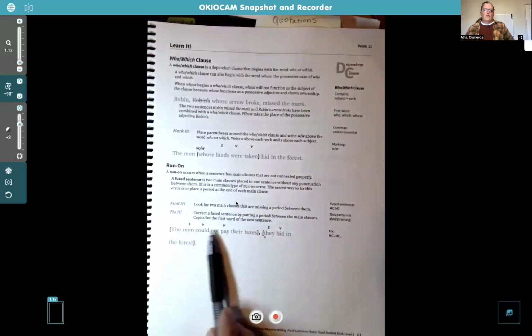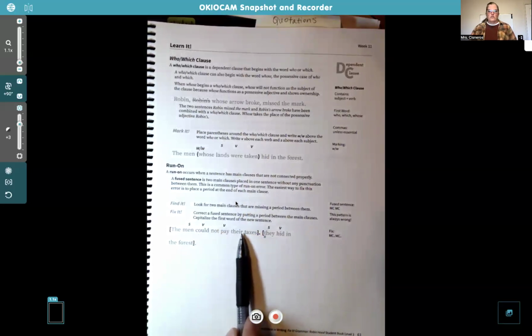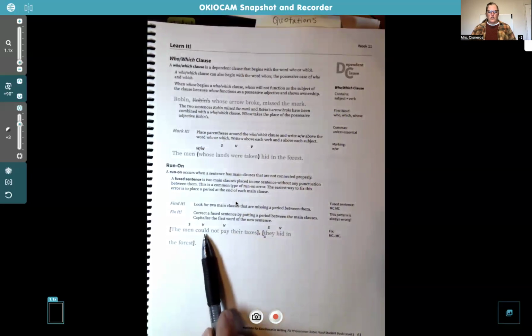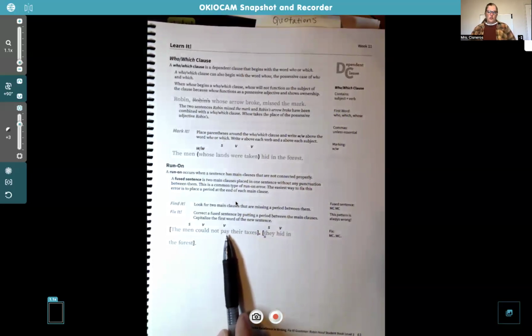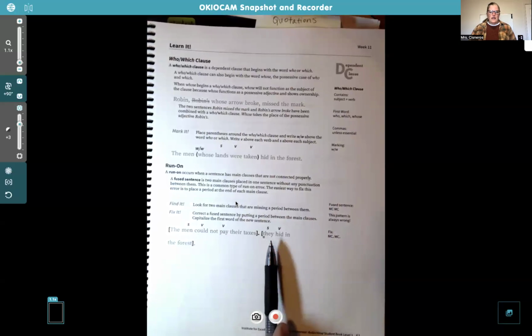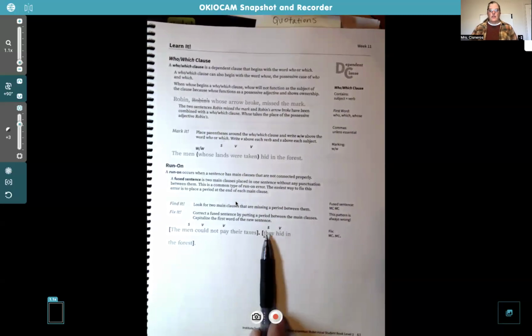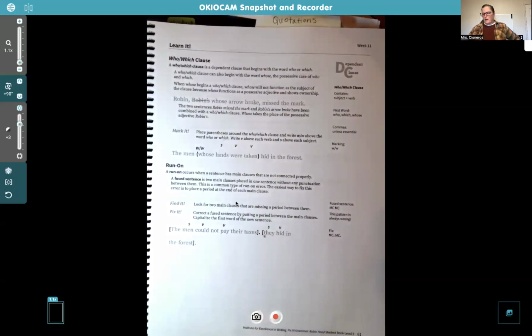You're marking the main clauses with square brackets. You're still identifying the subject-verb pairs. So in the first sentence, could and pay are the two verbs. If you ask who could not pay, it's the men. So the subject is men here. The second sentence, they hid in the forest. The verb is hid, and you ask yourself, who hid in the forest? They hid. So that's the subject-verb pair there.